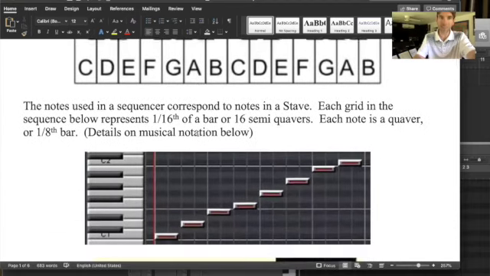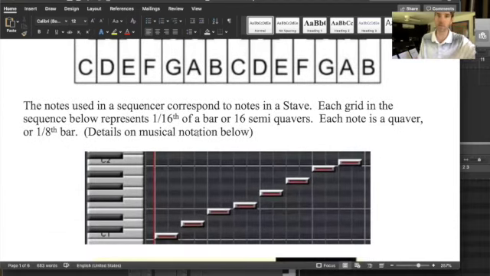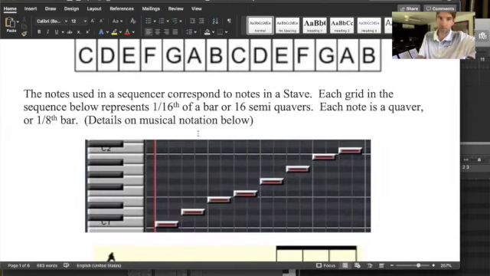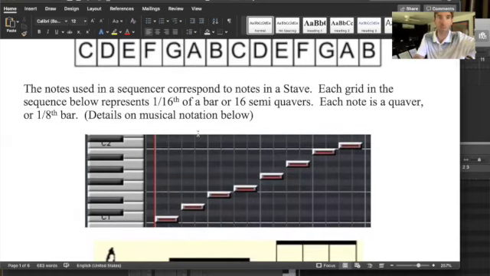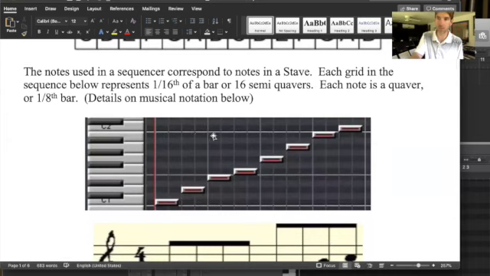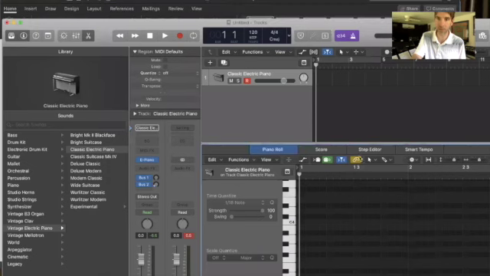The notes used in a sequencer correspond to notes in a staff. Each grid in the sequence below represents 1/16th of a bar or 16 semiquavers. Each note is a quaver or a 1/8 bar. And so we're used to seeing this, of course, when we look at Logic, and that's what we've got here.